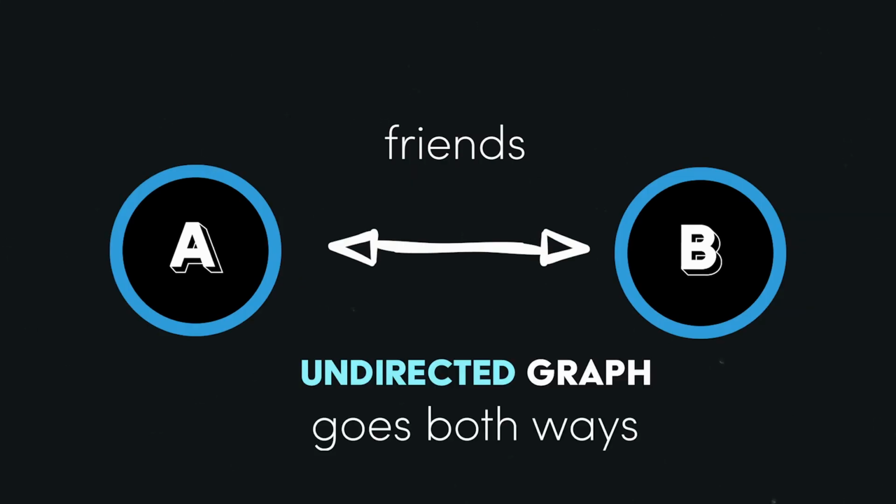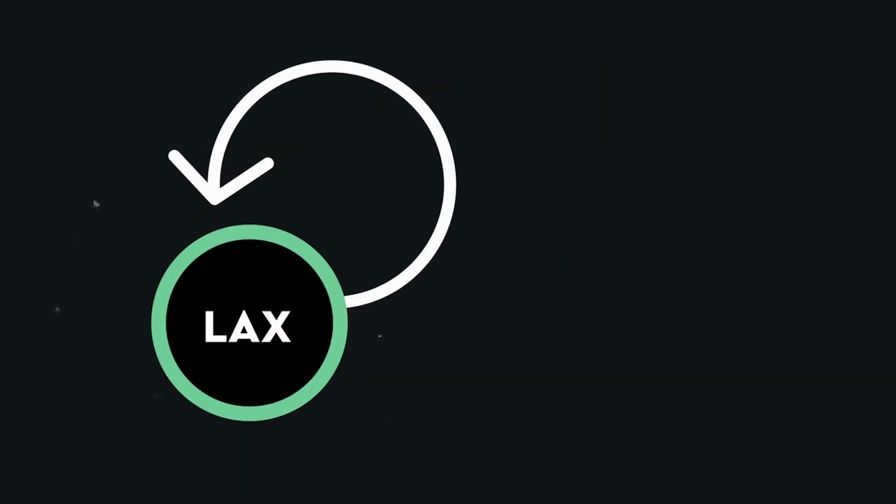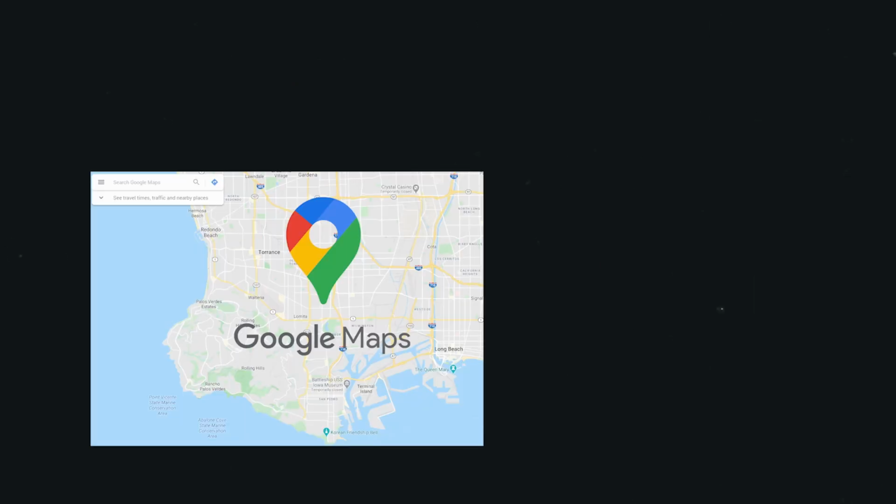Now consider Facebook. Your edges in the graph are friendships. The relationship goes both ways, which is known as an undirected graph. Graphs can also be weighted, which means the edges have some additional data about the relationship, like the distance between two airports. A node might also point to itself, like an airplane that takes off and comes back to land at the same airport. This is known as a cycle.